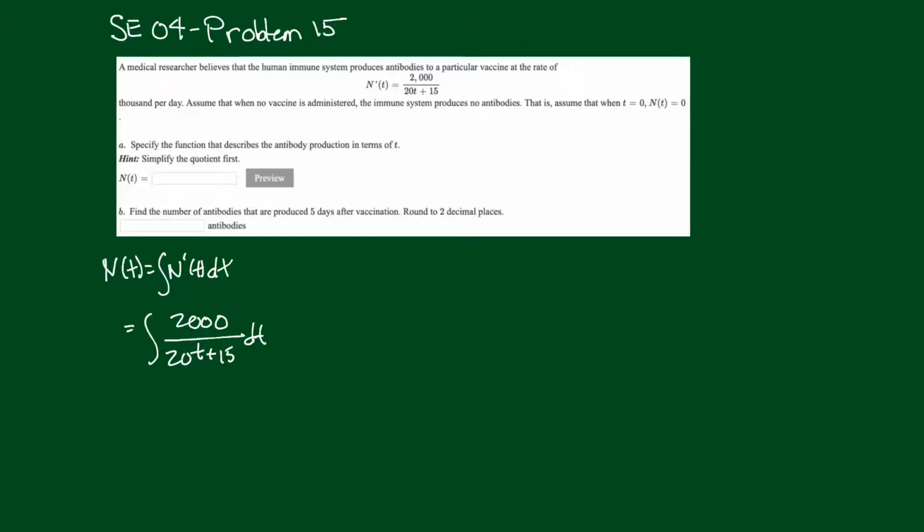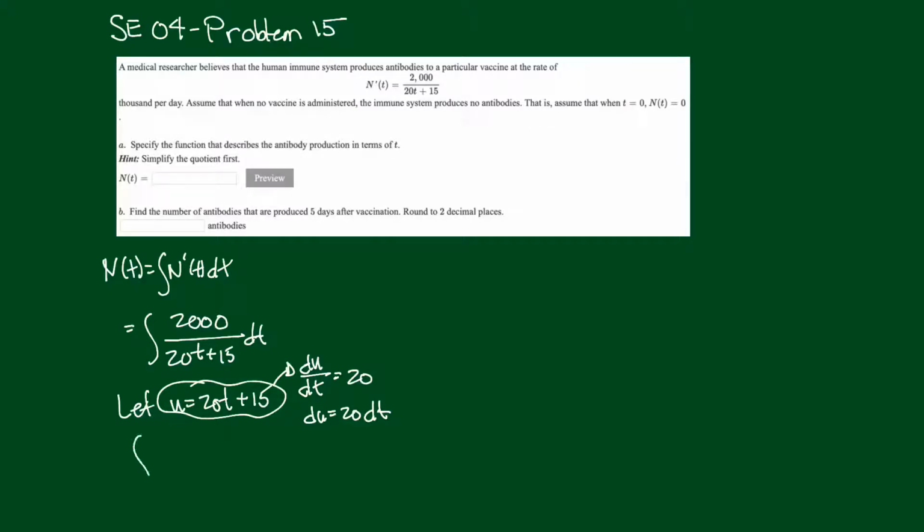Now, this is a quotient, and we know we're going to make a u substitution by letting u equal the denominator. So let u equal 20t plus 15. Okay, and now we know we're going to need the derivative, so let's go ahead and get this. What is du dt? That turns out to be 20. And then I'll multiply by dt, so I'll get du is equal to 20 dt.